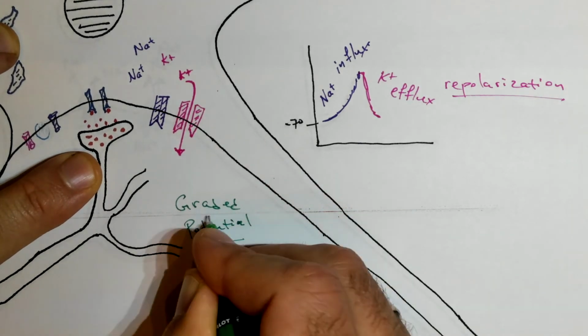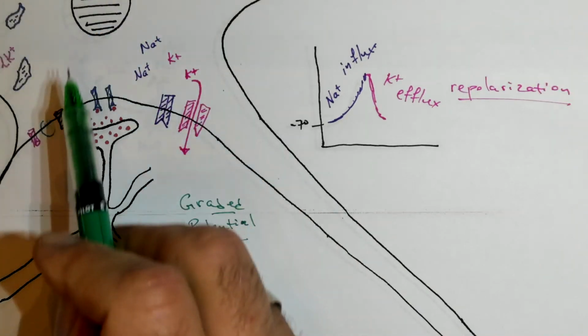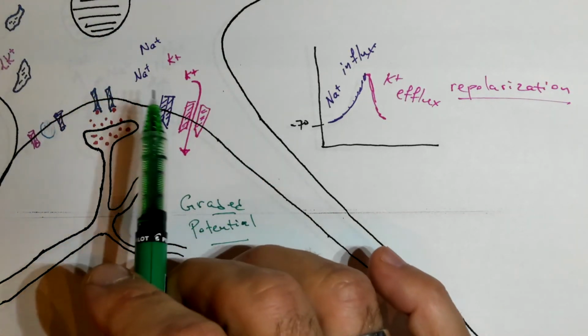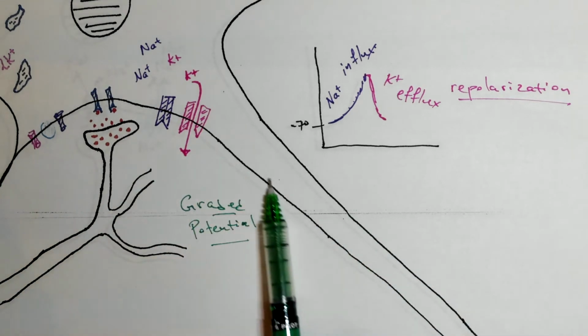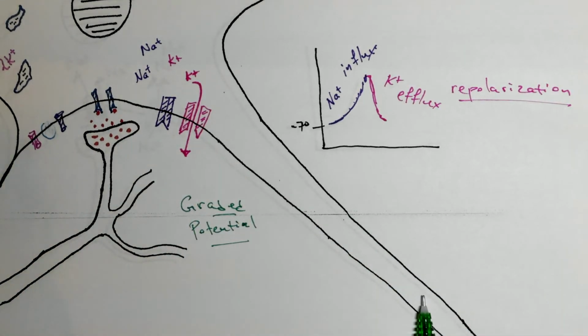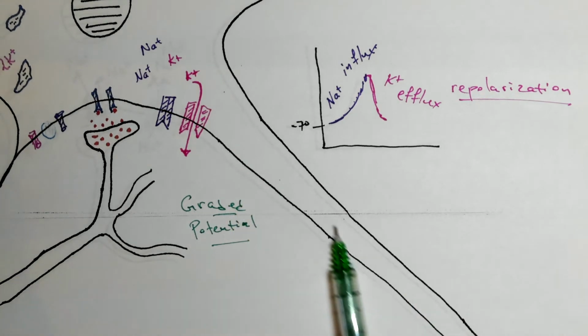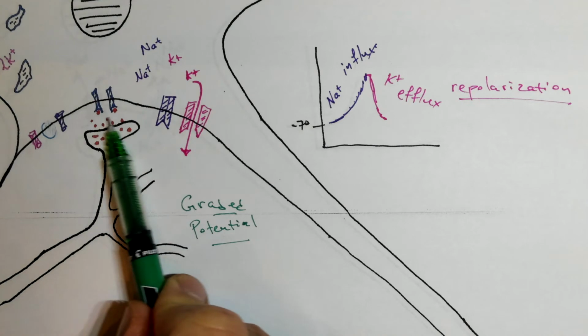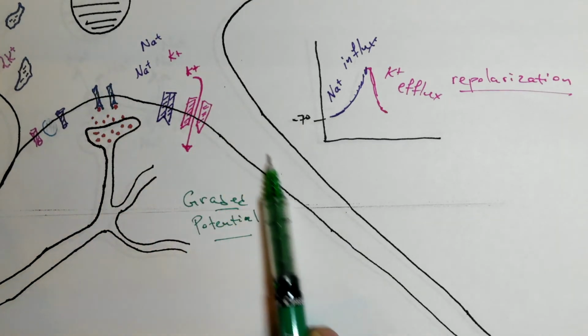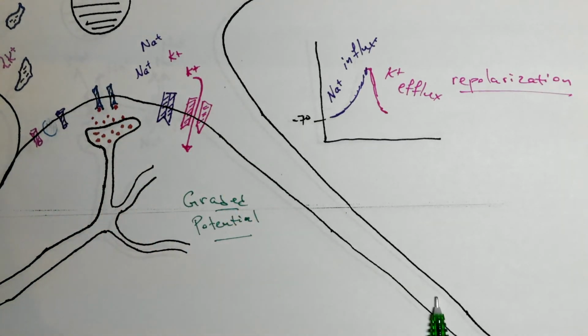Now, this doesn't mean that it will not cause a change in this neuron. The neuron will respond to it, but graded potentials do not cause the axon to fire the action potential. They stay localized within the dendrites, within the cell body, and they don't move past that. They do not propagate down the axon.